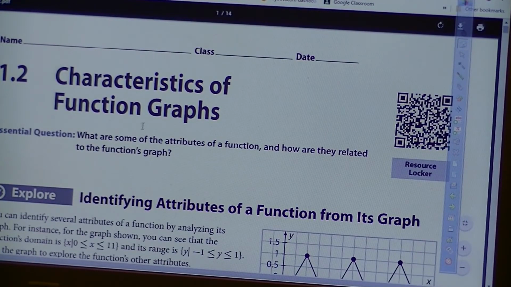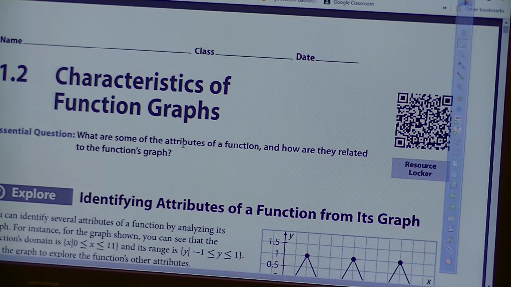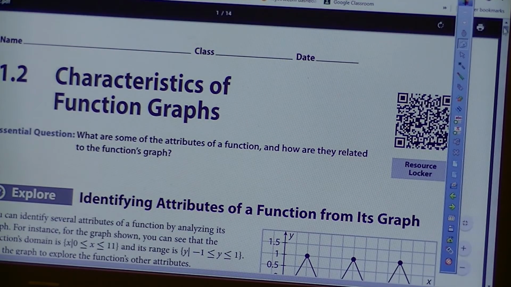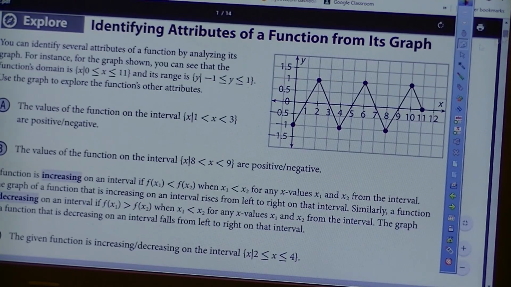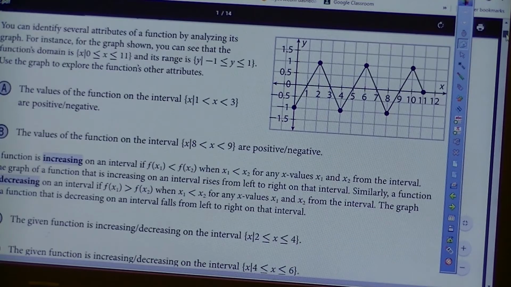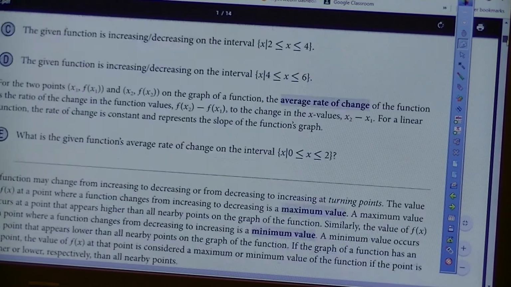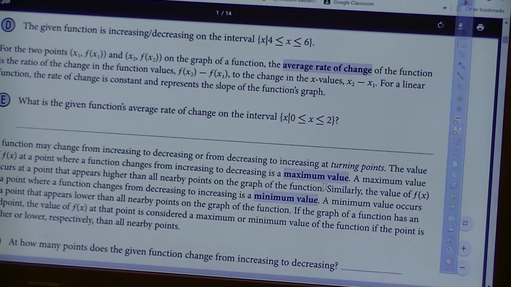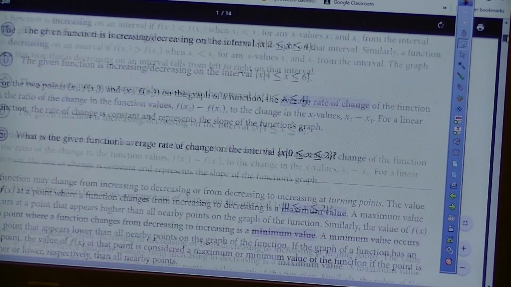All right. So this is still Mr. Turboville, and it's section 1.2 of our books, characteristics of function graphs. We've already talked about some of the attributes and how they show up on our graphs, like positive and negative, increasing and decreasing, and even maximum and minimum values. And the word "function value" is code for y. Okay, the y values. So that was our section 1, and we dealt with that.